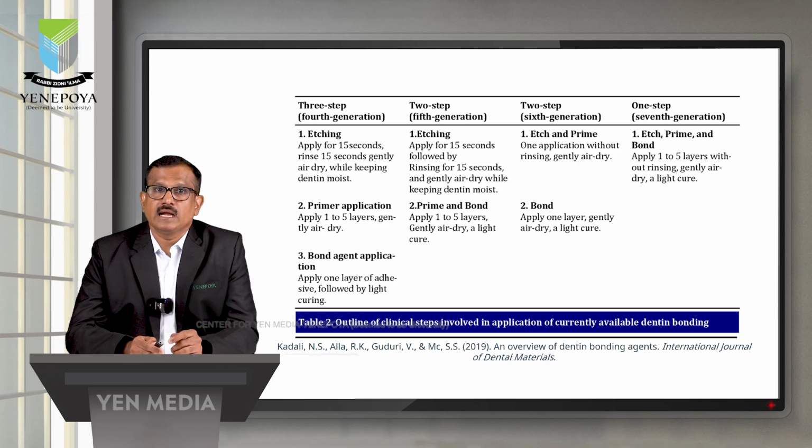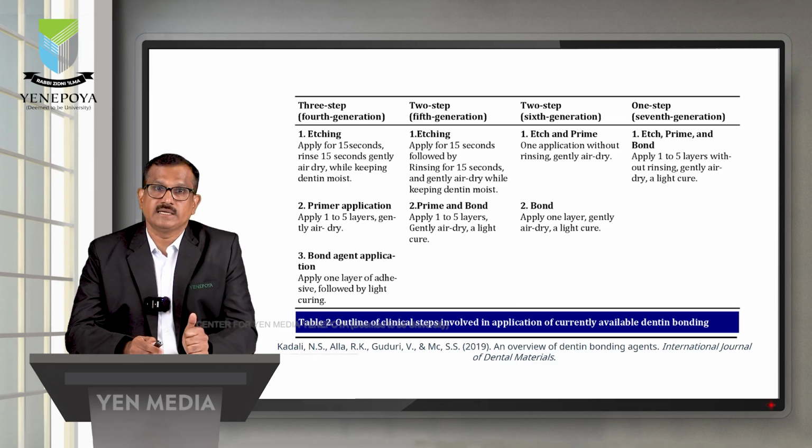And prime and bond, apply 1 to 5 layers, gently air dry. Gently air dry is very, very important. You cannot desiccate the dentine, because sometimes I feel some people, when they air dry, they just blow it off completely. We should do it very gently.